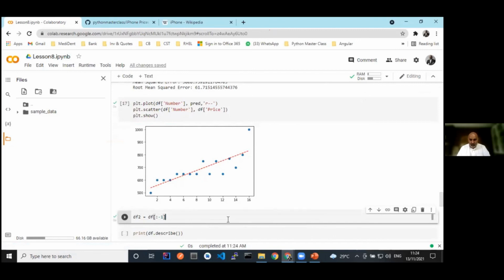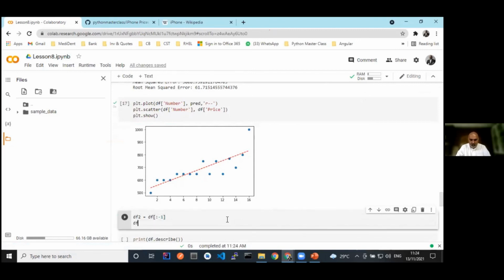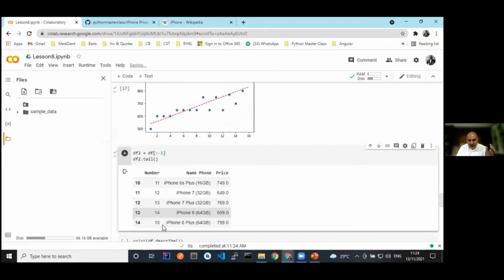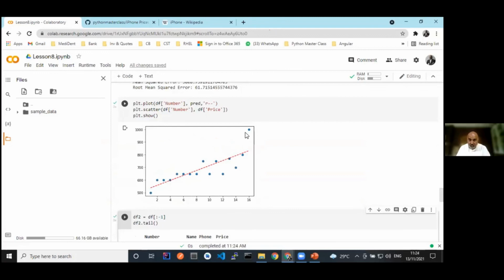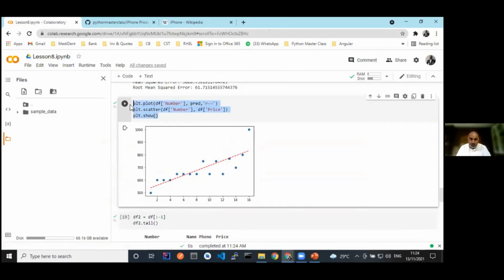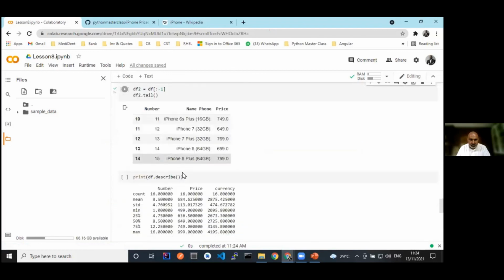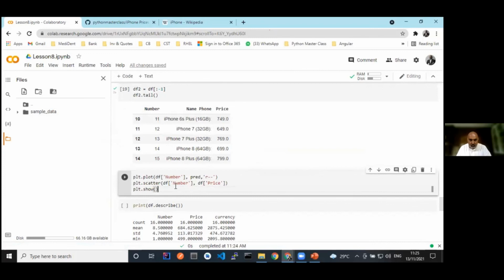Then I can do df2.head. No, I want to do tail, to see the bottom end of this data set. It's so easy for me to manipulate. So you can see I've removed column 16, because column 16 is a very odd number. To show you what I have done, I can just print this. I can add another line of code here, and instead of df, I put df2.